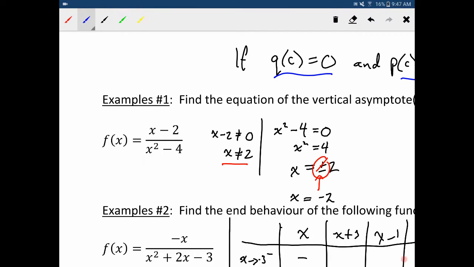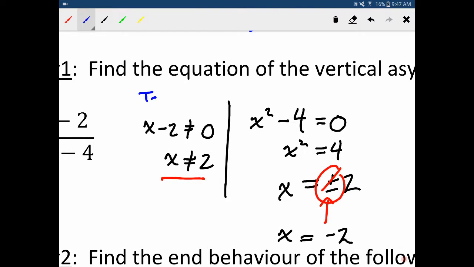Okay? So, if we look at this one here, x minus 2 over x squared minus 4, if we look at the top first, the top tells us x minus 2 cannot equal 0, so x cannot equal 2. If we then look at the bottom, x squared minus 4 does equal 0, so x squared does equal 4, which means x would equal plus or minus 2. However, I already specified that x does not equal 2, so that is not true. x only equals negative 2, so we'd have a vertical asymptote at x equals negative 2.